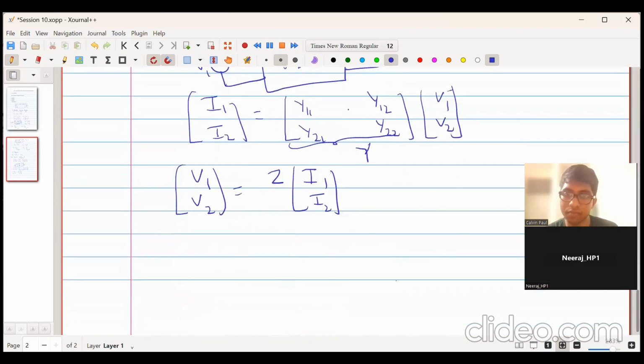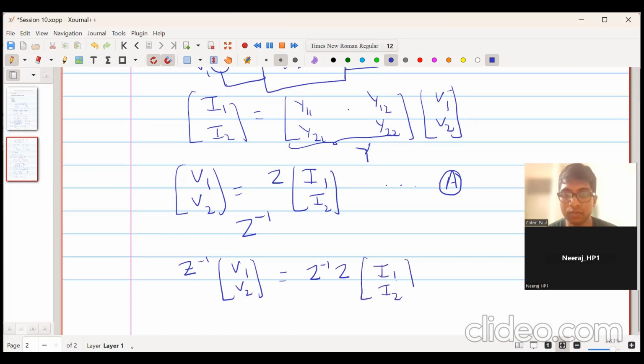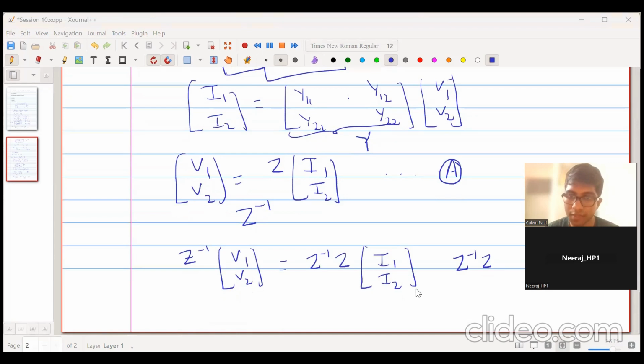Now let us assume this is equation A. We multiply both sides by Z inverse. So we get Z inverse V1, V2 is equal to Z inverse into Z into I1, I2. So can you tell me what is the value of Z inverse into Z? Unity matrix. Okay. So you will get a unity matrix.